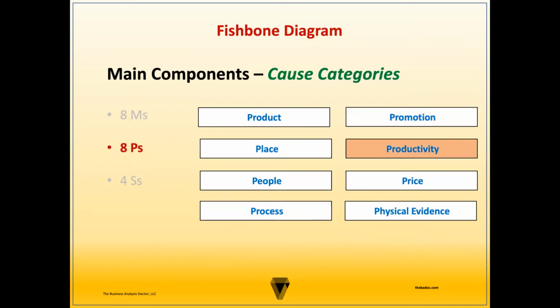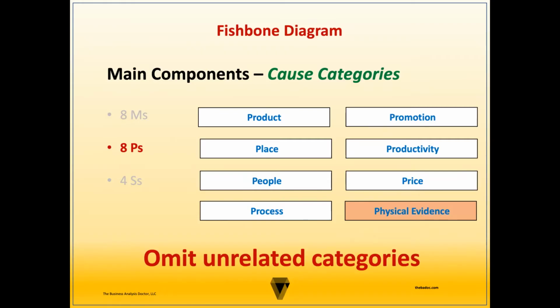Productivity represents the efficiency and effectiveness of the production process. Price relates to the cost of the product or service. Pricing strategies consider factors such as production costs, market demand, and competitor pricing. Physical evidence, also known as packaging, refers to the tangible elements or representations that customers use to evaluate the service.